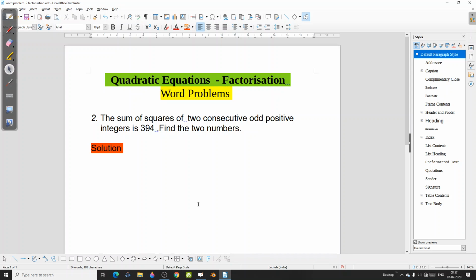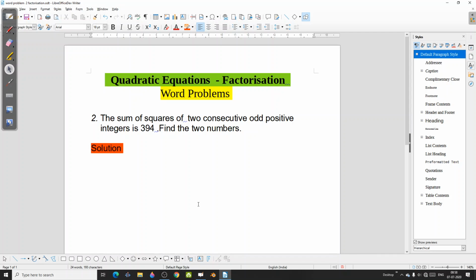Quadratic equations factorization. Word problems. Question number 2. The sum of squares of two consecutive odd positive integers is 394. Find the two numbers. So what are consecutive odd positive integers? Examples are 7 and 9, 11 and 13, 15 and 17, 31 and 33.